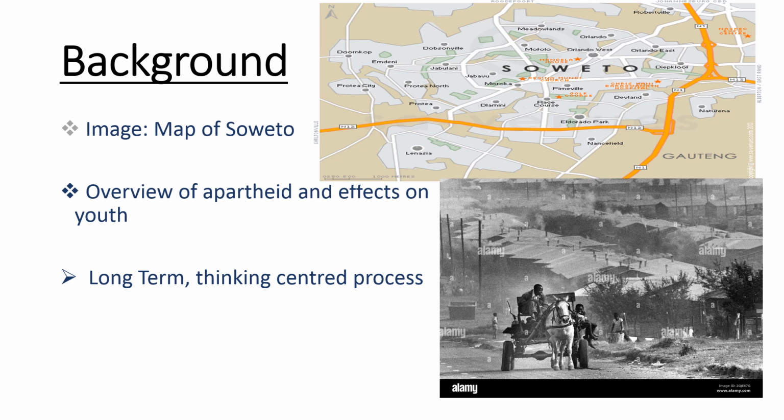Apartheid in South Africa was a system of institutionalized racial segregation and discrimination that heavily impacted the youth, particularly black South Africans. The apartheid regime enforced inferior education, poor living conditions, and limited opportunities for black youth, leading to widespread poverty, unemployment, and mental health issues.